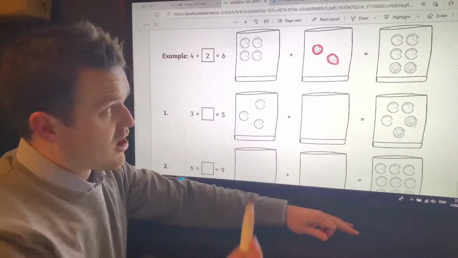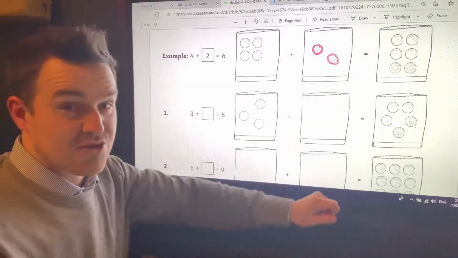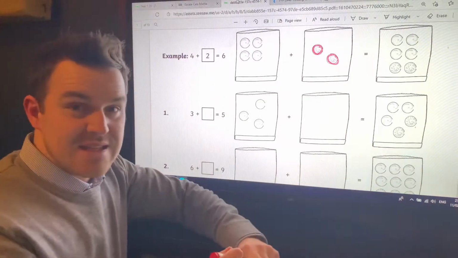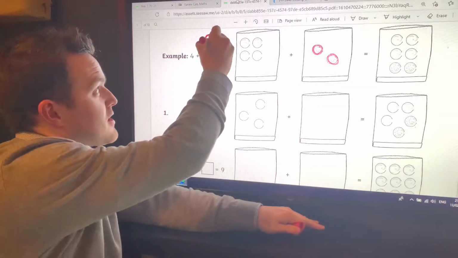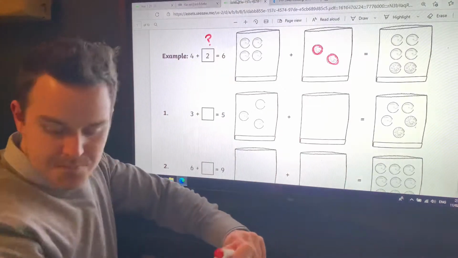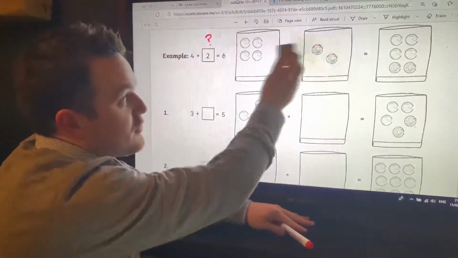Now they're at 6. How many more did they have to add on? They had to add on 2. So it was 4 plus 2 equals 6. I'll put a little question mark here. This was the number that they didn't know. Okay, so let's rub this out and we'll try a few of our own.